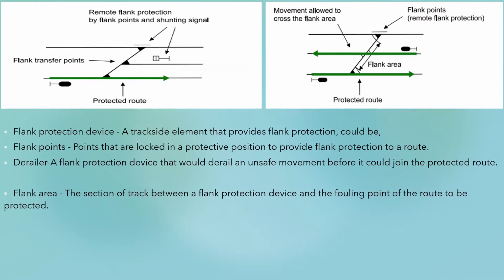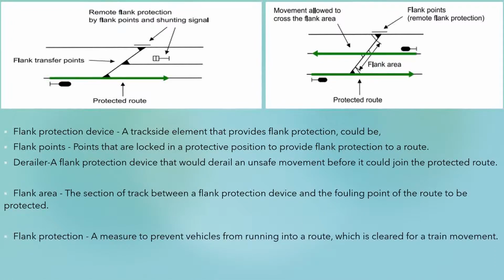Flank area: the section of track between a flank protection device and the fouling point of the route to be protected. Flank protection: a measure to prevent vehicles from running into a route which is cleared for a train movement.